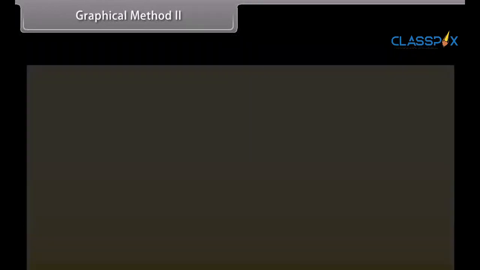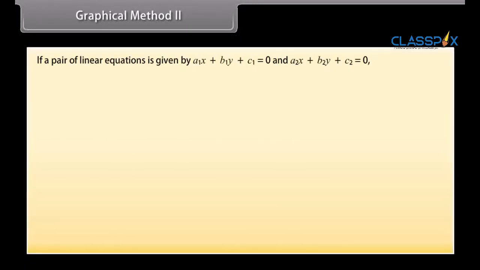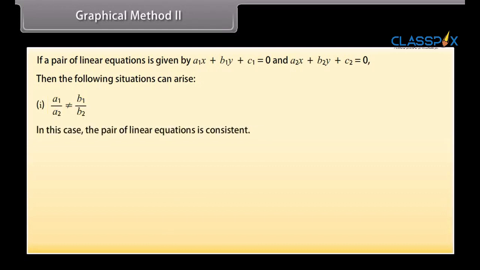Graphical method 2. If a pair of linear equations is given by a1x plus b1y plus c1 is equal to 0 and a2x plus b2y plus c2 is equal to 0, then the following situations can arise. 1. a1 upon a2 is not equal to b1 upon b2. In this case, the pair of linear equations is consistent.